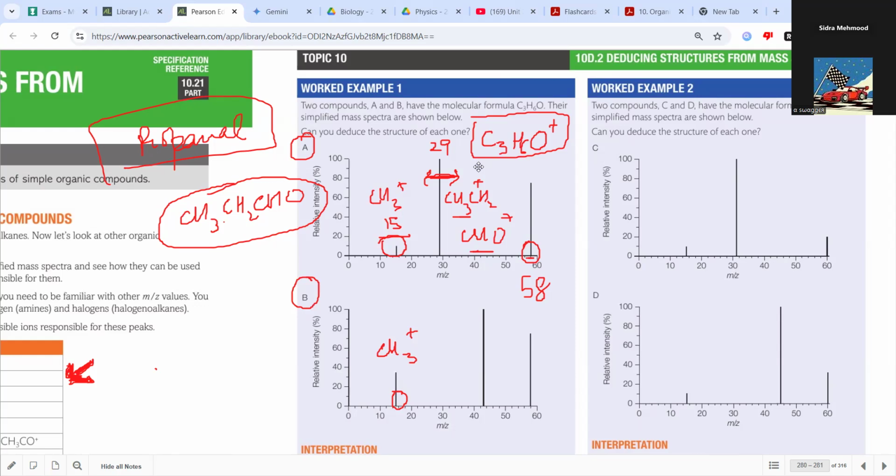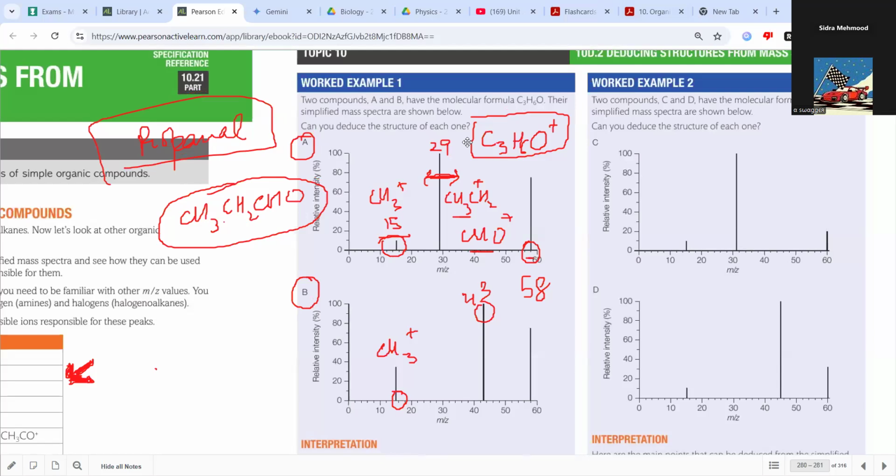Okay. For B, we have the other peak at 43. One at 15, one at 43. What is it for 43? Which functional group is present? It's CH3CH2CH2 positive, or it can be CH3CO positive. The compound they have given has 3 carbons, so one carbon is this. So it can be this one or that one.